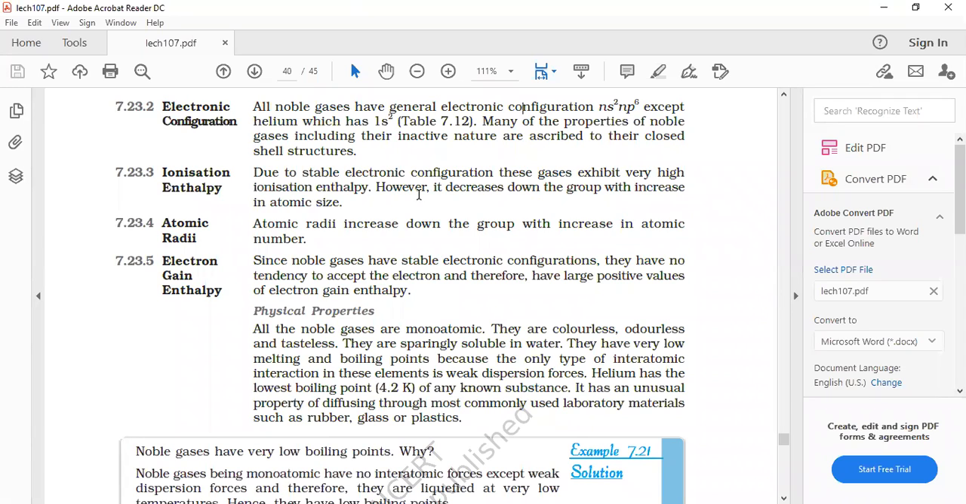positive value of electron gain enthalpy. Now, physical property. So, physical property and chemical property are not there in your syllabus. Okay.